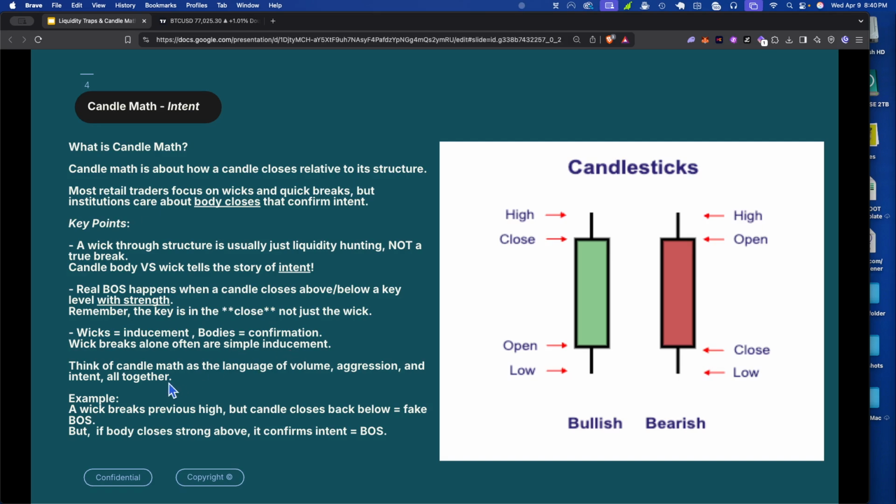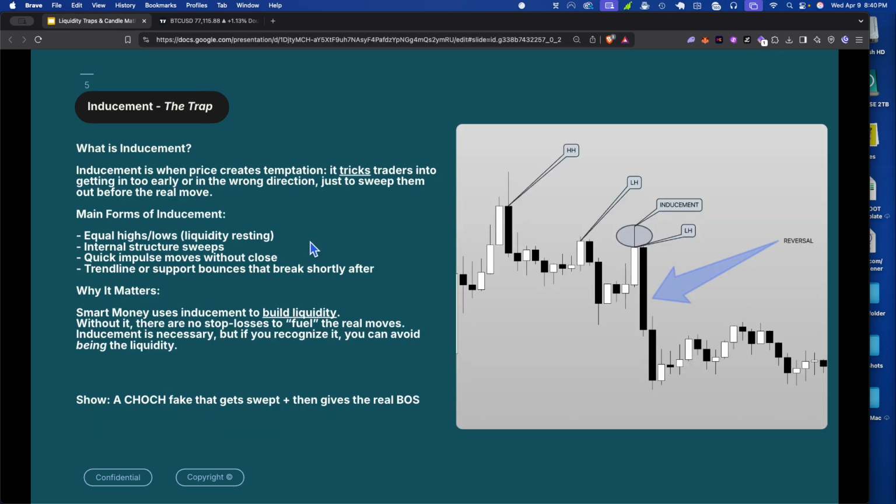For example, a wick breaks the previous high, but the candle closes back down. That's a fake BOS, and we're going to cover that. But if the body closes strong above in a bullish case, then the intent is confirmed, and therefore we call it break of structure. Okay, so let me know in the chat if this is not too hard for now.